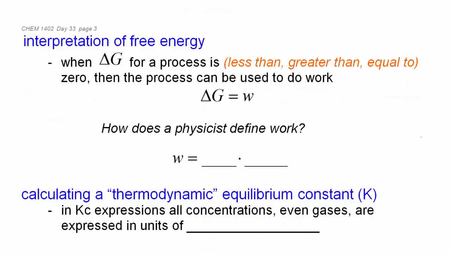Interpretation of free energy. When the Gibbs free energy for a process is less than 0, the process can be used to do work. You want a spontaneous process. So our Gibbs free energy equals W, which is work. How does a physicist define work? Force times distance.